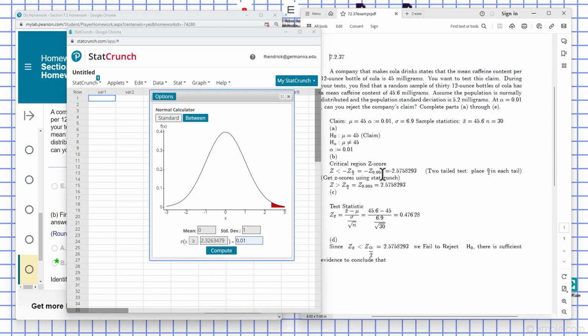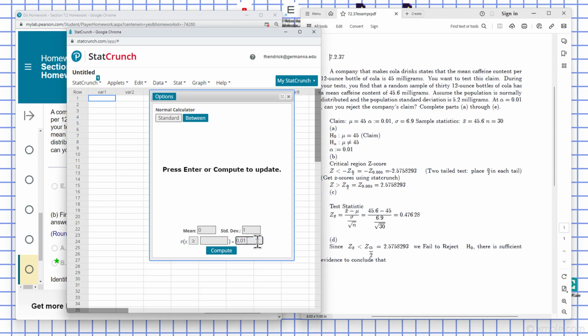So for our critical regions here, I have to do half the area. So that's going to be 0.05. We're going to go to the right hand side this time. And that gives me the critical region there. Notice that there's a critical region here, and there's also one on the other side, the negative 2.57. So that's where the critical region z-scores are going to be here.